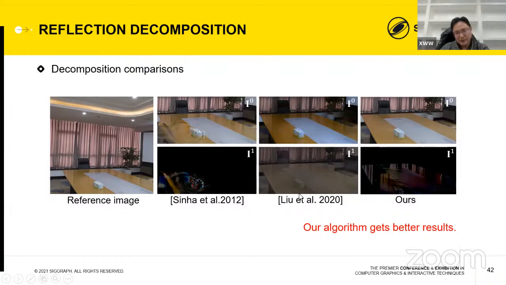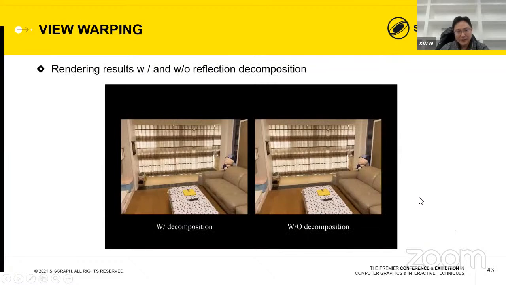The second one is from a deep learning based reflection decomposition algorithm, but we can see they cannot reconstruct the reflection well. So this is our result. Since we already reconstructed global geometry, we can obtain much more robust reflection decomposition results.